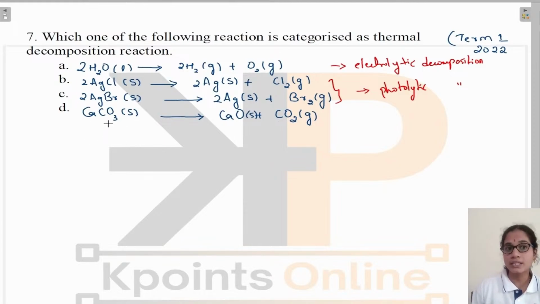Yes, it undergoes a decomposition reaction in the presence of heat. Yes, this is a correct option. Calcium carbonate, when it is heated, forms calcium oxide and carbon dioxide. So our correct option will be D.